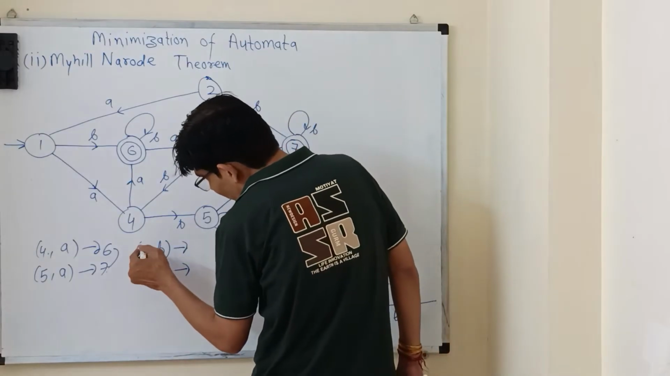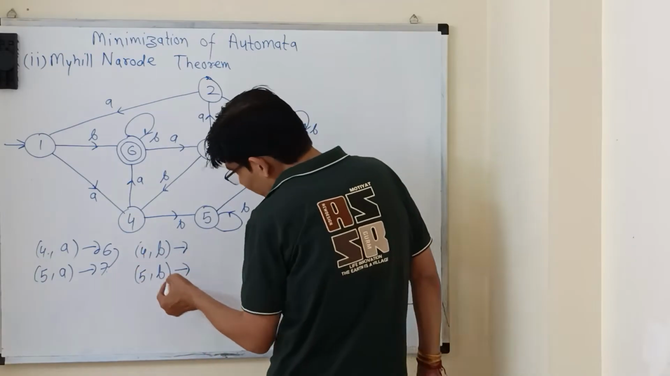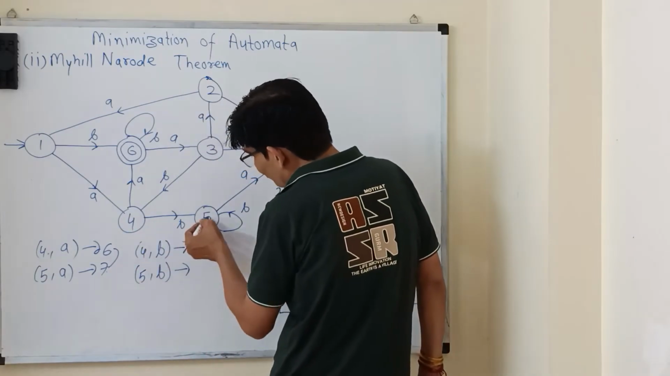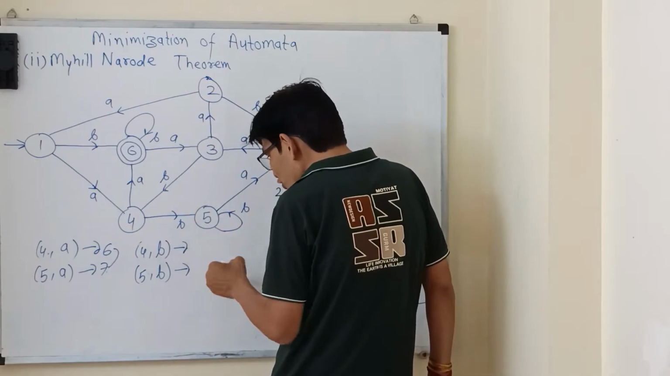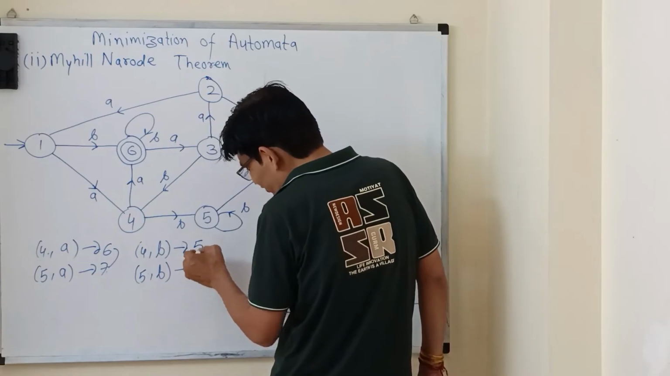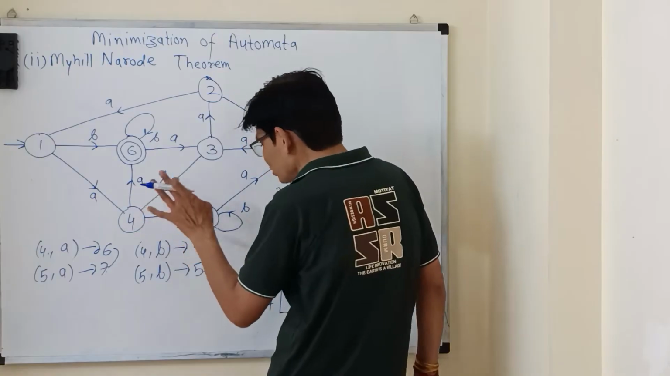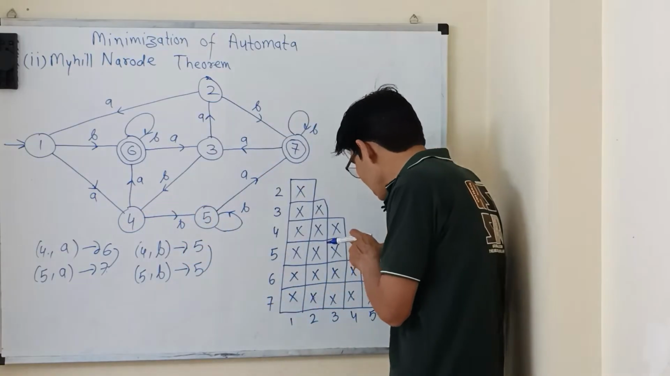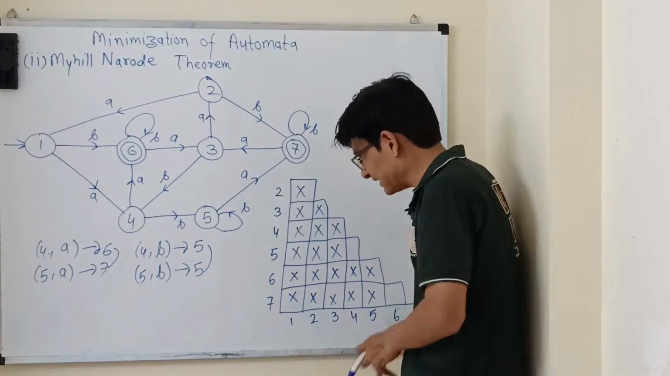Now 4 and 5. Now on 4, if we are applying B, we are moving to 5. And on 5, if we are applying B, we are staying on 5. So both are 5. So this is not crossed. So based on this also, again we are not able to cross here. Now let's try this once again.